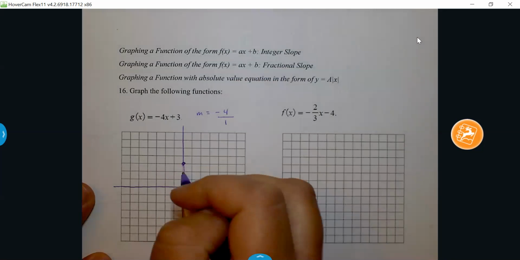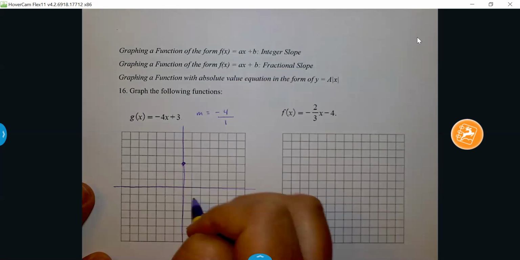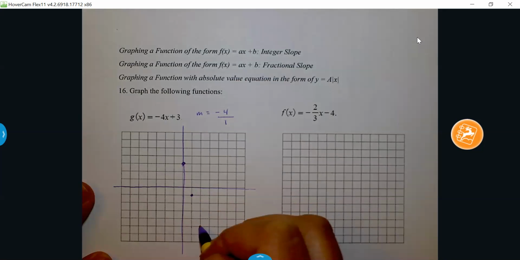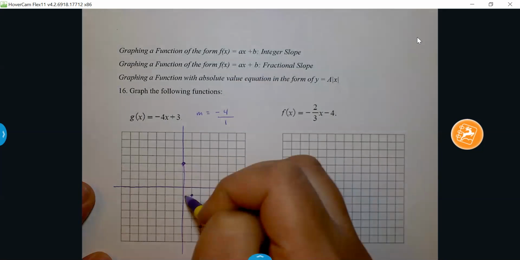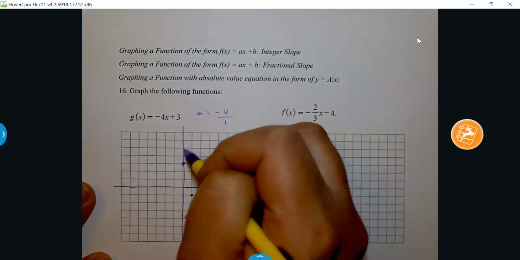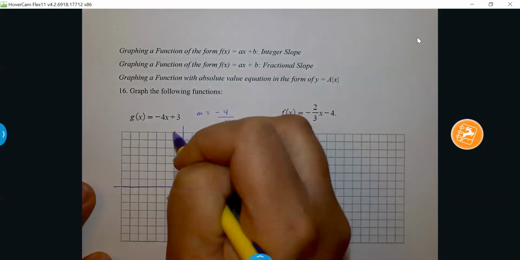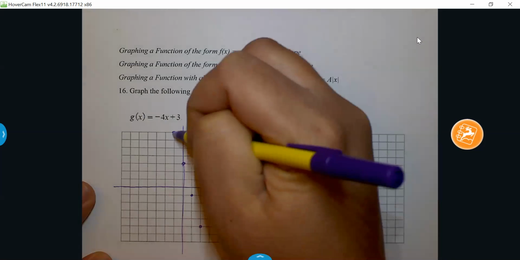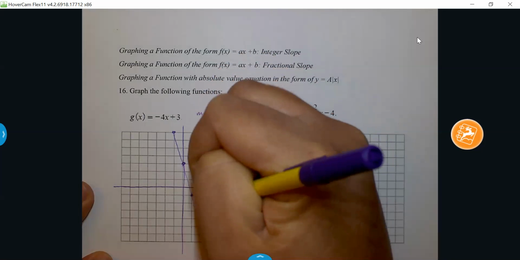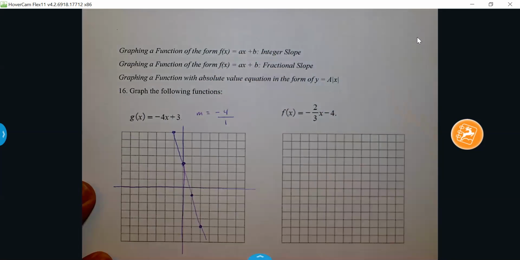So we would go down 1, 2, 3, 4, right 1, 1, 2, 3, 4, right 1. But instead of down and right, I can also go up 4 and left 1. I believe Alex just wants you to make 2 points, and then you'll be good.